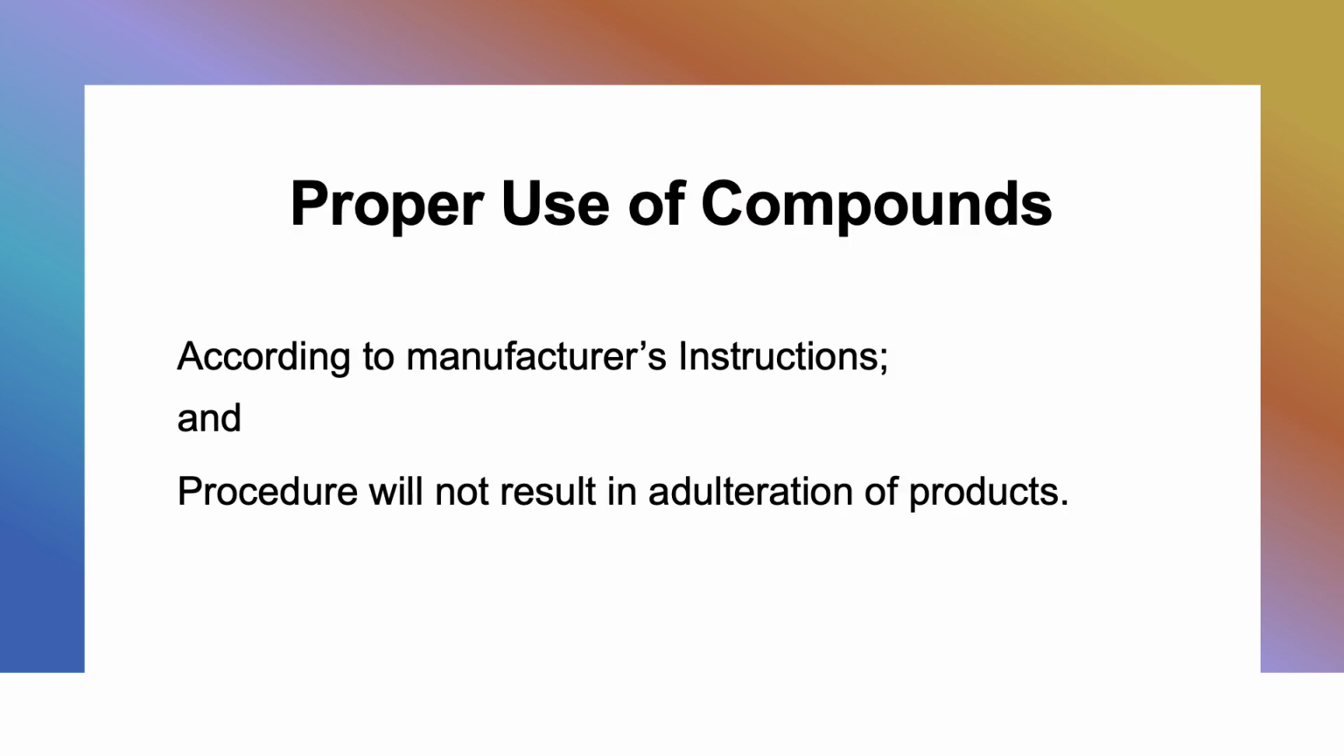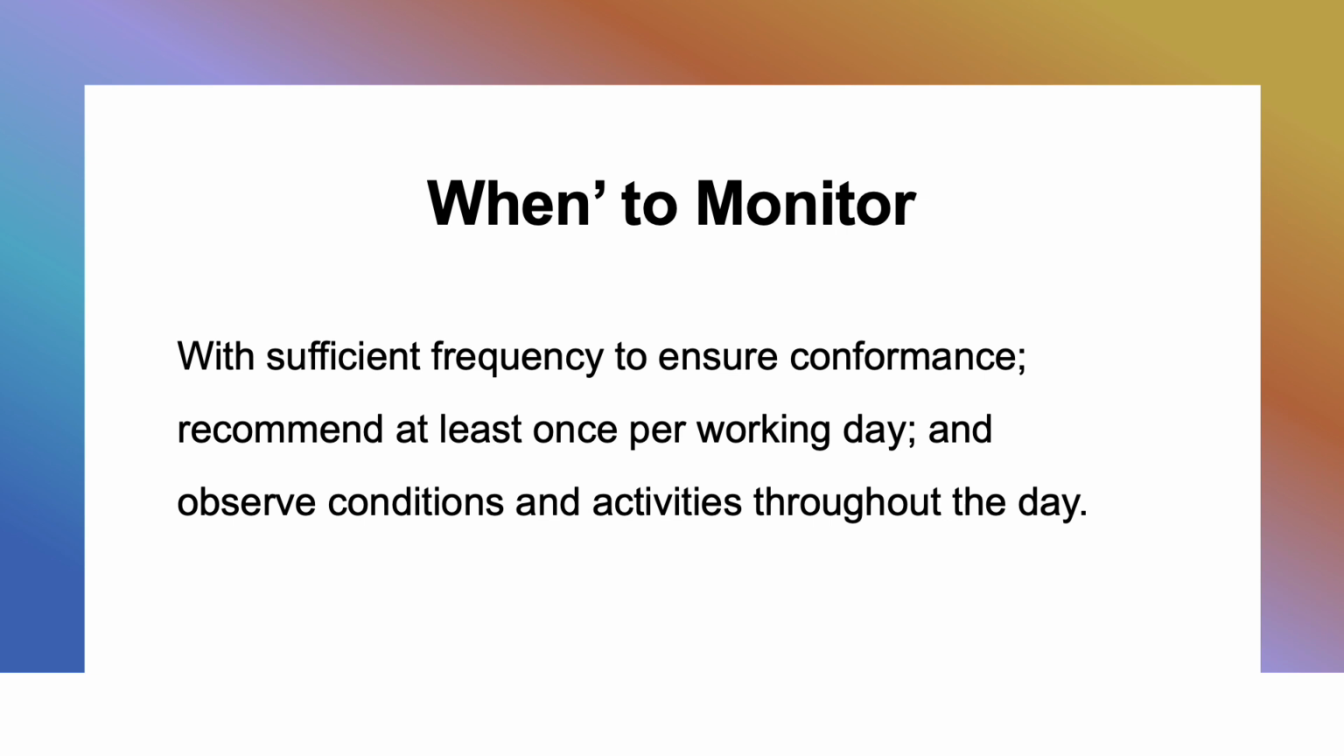Be sure to properly use chemicals and compounds according to the manufacturer's instructions, and be sure to use them in a way that will not result in the adulteration of products, contact surfaces, or food packing material. So how often or when should we monitor? Well, with sufficient frequency to ensure control or conformance, recommended at least once per working day, and observe conditions and activities throughout the day, and be mindful of the point of use of these chemicals and compounds.